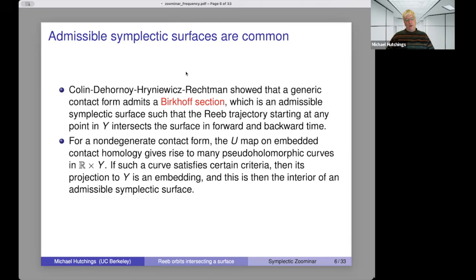And for such a curve, if you're lucky, so the holomorphic curve lives in R cross Y, but if you project it to Y, you might get an embedded surface, except the ends of the holomorphic curve are asymptotic to Reeb orbits. And so then that will give you another example of an admissible symplectic surface. Okay.